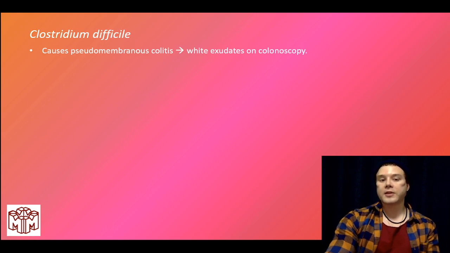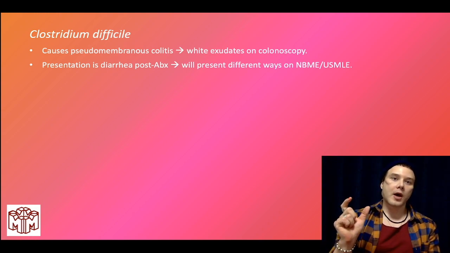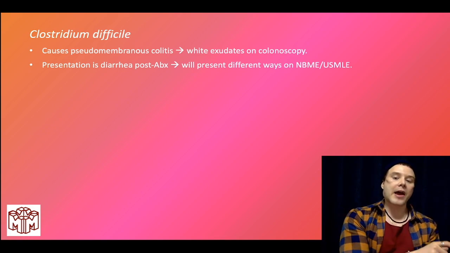Clostridium difficile, spelled difficile. You need to know it causes pseudomembranous colitis, and it presents with white exudates on colonoscopy that resemble pseudomembranes, apparently. Okay? Now, the presentation will always be some form of antibiotic regimen that a patient received, followed by diarrhea.